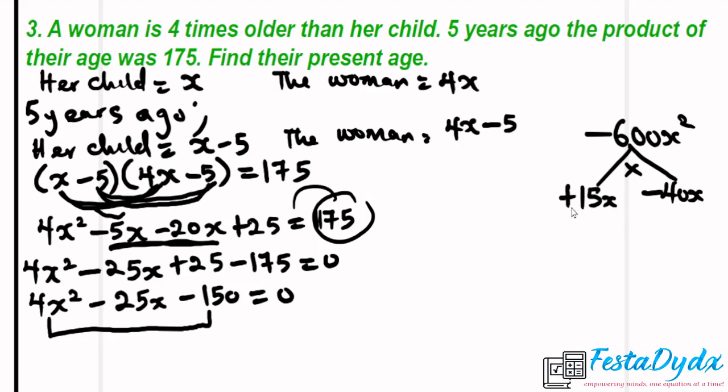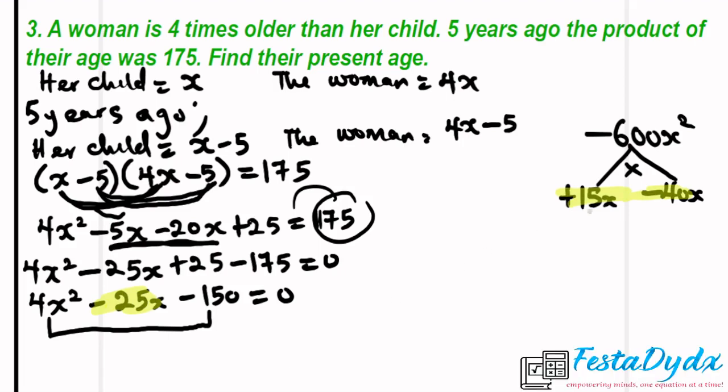Then 15x, that's plus 15x times minus 40x is minus 600x. So if I work with these two together, 15x minus 40x will replace 25x. So we've gotten a replacement. Minus 25x will be replaced by plus 15x minus 40x.